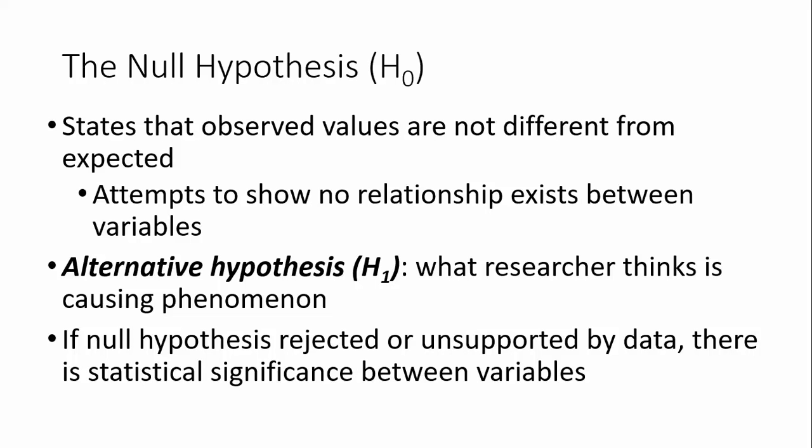What we tend to most often think of as a hypothesis that we use for an experiment is generally called the alternative hypothesis. This is usually going to be stating what the researcher thinks is causing this phenomenon. And if you're confused about the difference between these two, we're going to look at some examples on the next slide. So if a null hypothesis has been rejected by a data, or it's not supported by a set of data, then there's going to be some sort of statistically significant relationship between those variables.